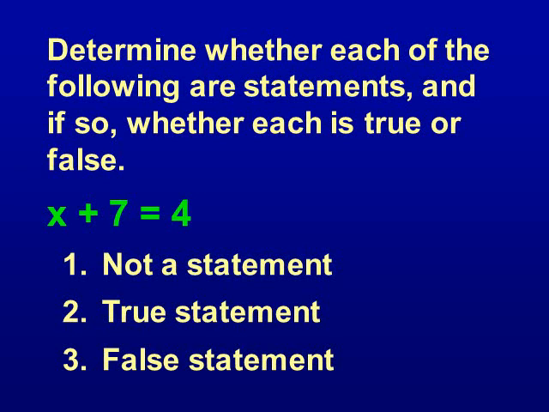So we need to talk about whether these statements are true or false or neither one. So x plus 7 equals 4. Not a statement, true statement, or false statement? It's not a statement, and the reason why is because we don't know what x is. Now, can we solve for x? Yes, but x can be any number. That's what variables mean. If x is 5, then this would be a false statement if we knew what x was. But since we don't, we can't determine whether it's true or false.